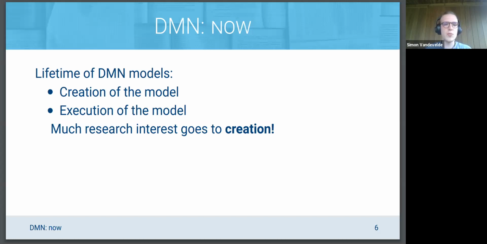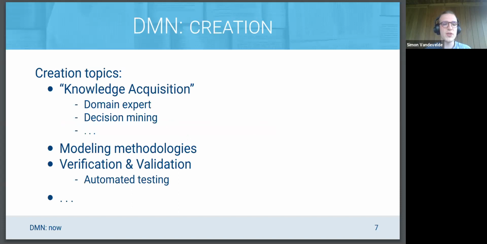So the creation of the model, there we have some really cool, interesting topics such as knowledge acquisition. How do we best acquire our knowledge? Do we go to a domain expert? In what ways do we actually get the knowledge from them? Or do we start decision mining? Do we start other types of esoteric things? There's a lot you can do, but there's also topics like modeling methodologies, like is DMN actually user-friendly? There's some research going into that as well. Or when should I use the boxed expression, right?